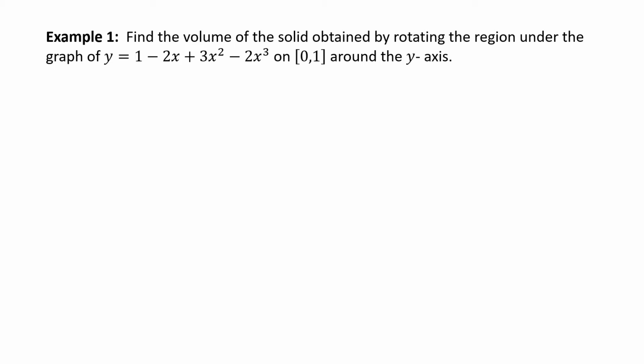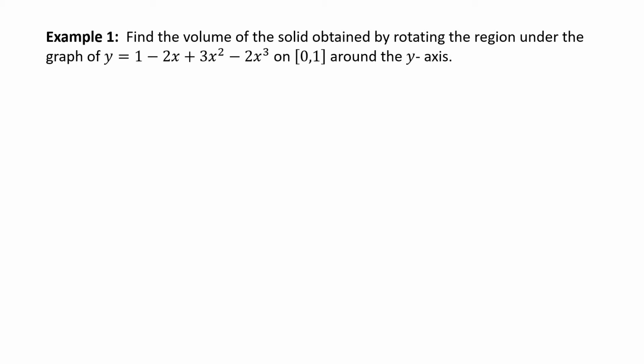Example: find the volume of the solid obtained by rotating the region under the graph of y equals 1 minus 2x plus 3x squared minus 2x cubed on the closed interval from 0 to 1 around the y-axis.